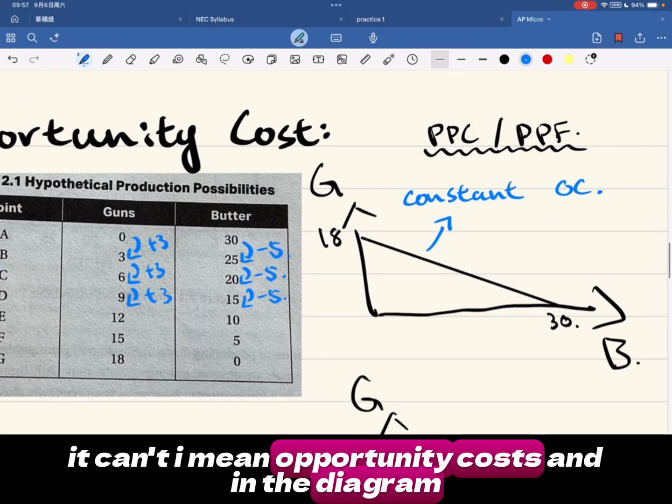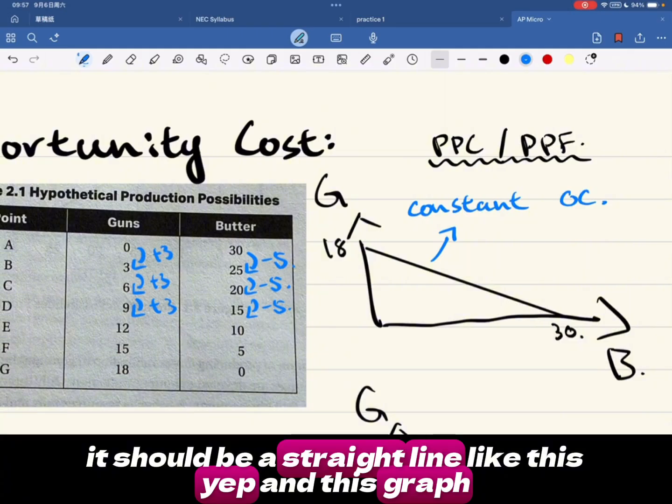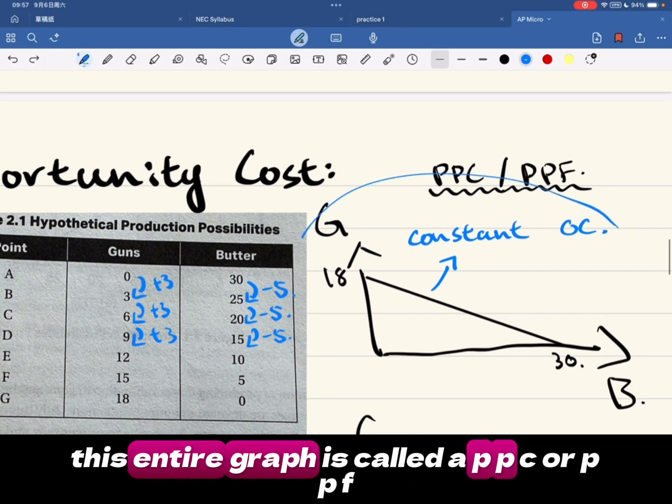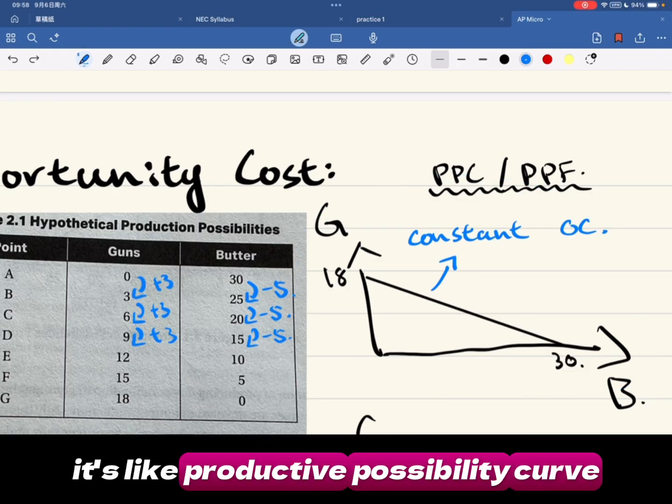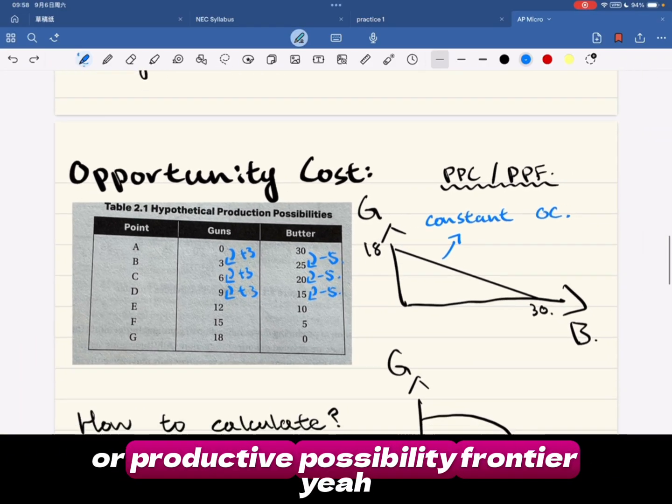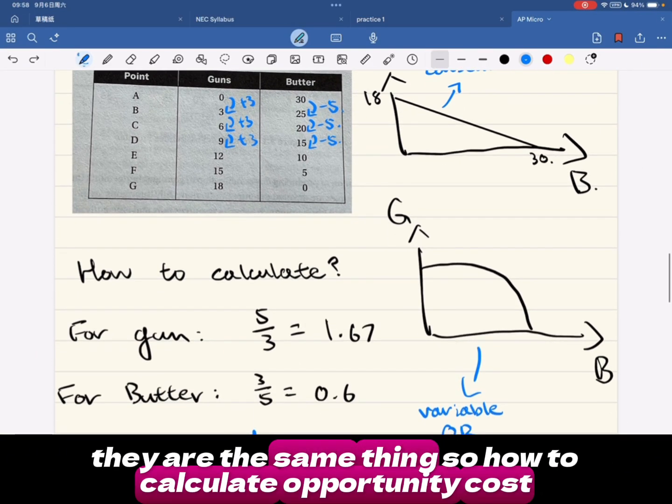And the diagram should be a straight line like this. And this entire graph is called a PPC or PPF. It's the production possibility curve or production possibility frontier. They're the same thing.